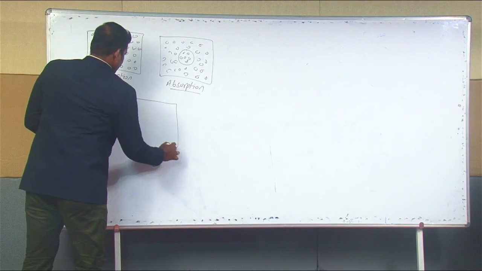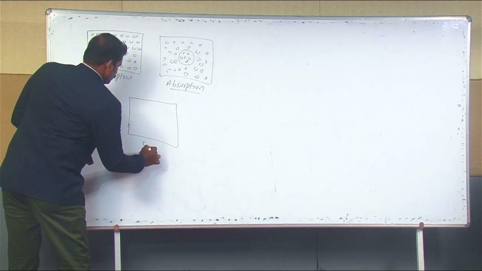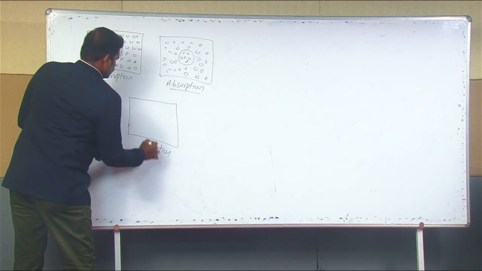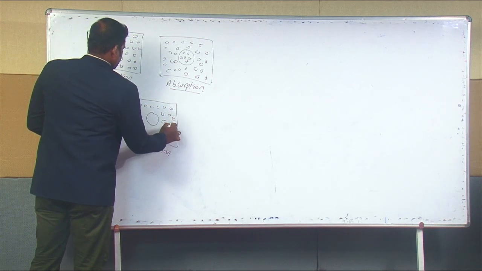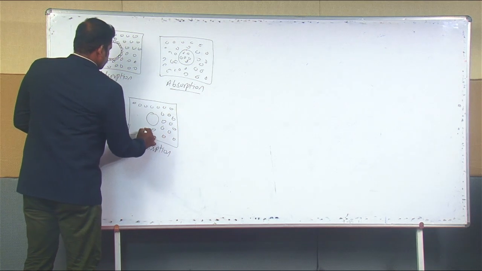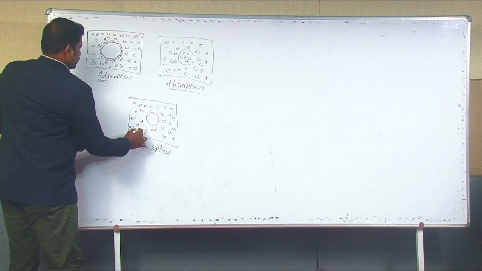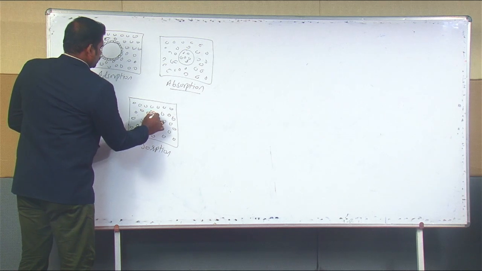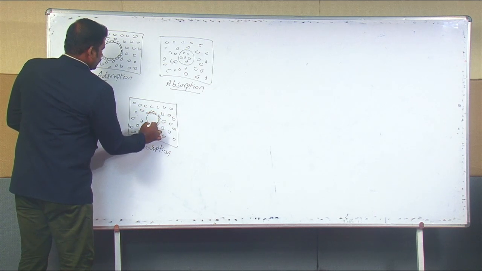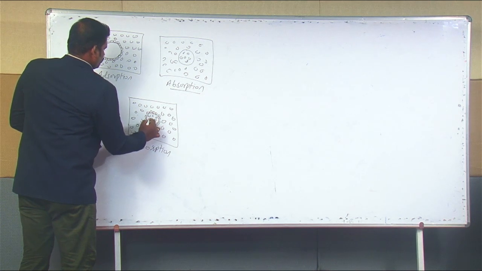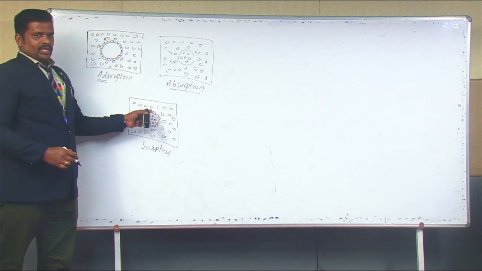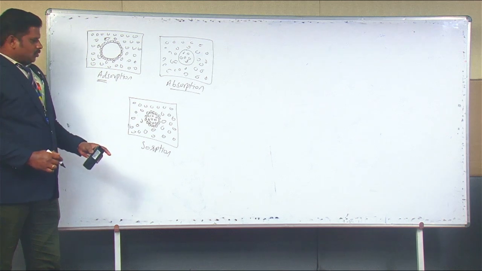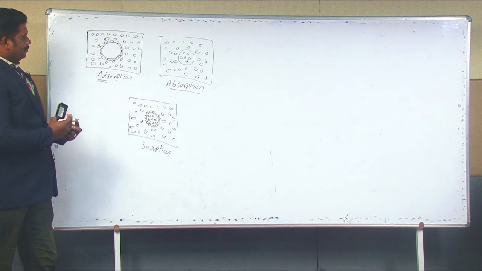Then we are going to see an example for sorption. Sorption is when both adsorption and absorption take place simultaneously. Here we can see the gas molecules concentrated on both the surface and in the bulk. The gas molecules are also diffused into the inside of the solid. So this is the example for sorption.